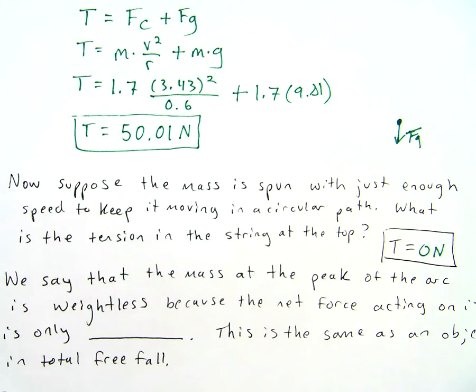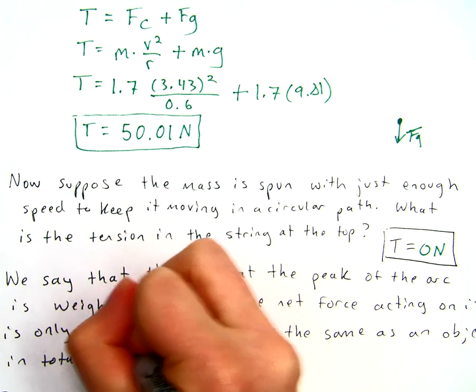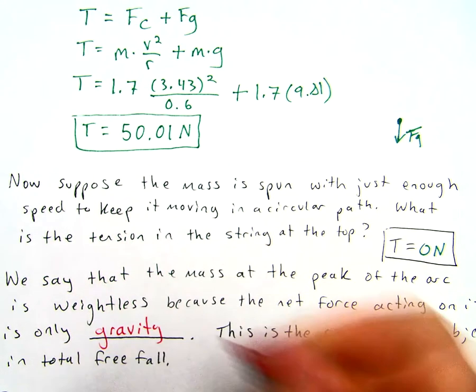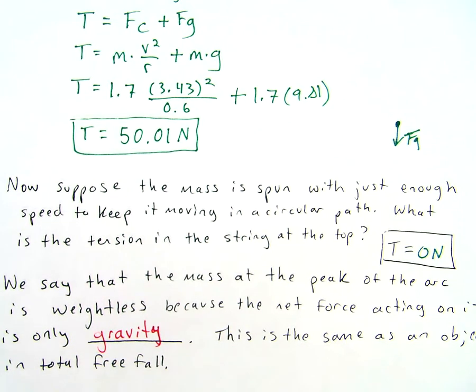Okay? Imagine when you're on a roller coaster and you go through the top of one of those loops. How do you feel? You feel almost weightless at the very top. It's when your stomach starts doing funny things. We say that the mass at the peak of an arc is weightless because the net force acting on it is only gravity. There should only be gravity acting on you at the top of any circular path.